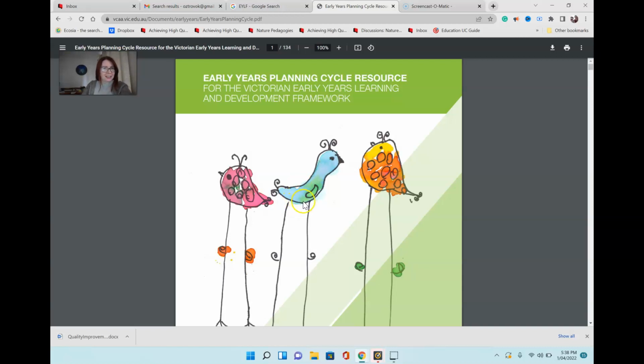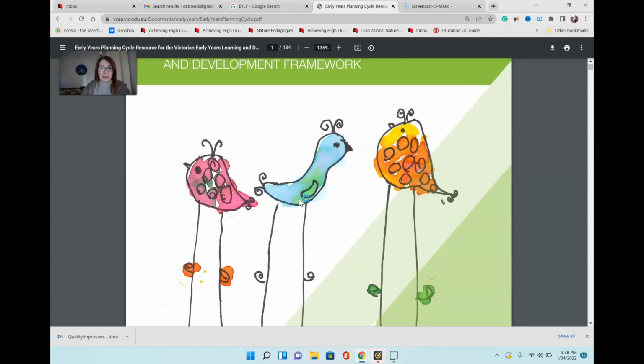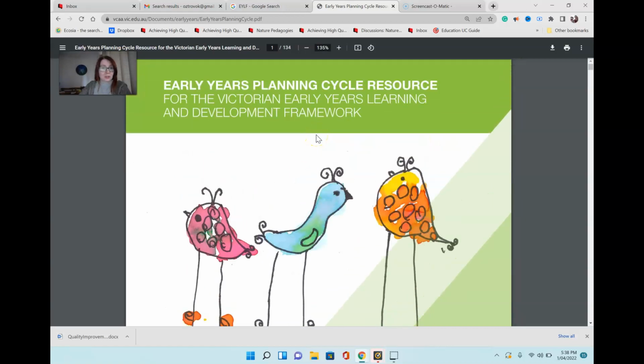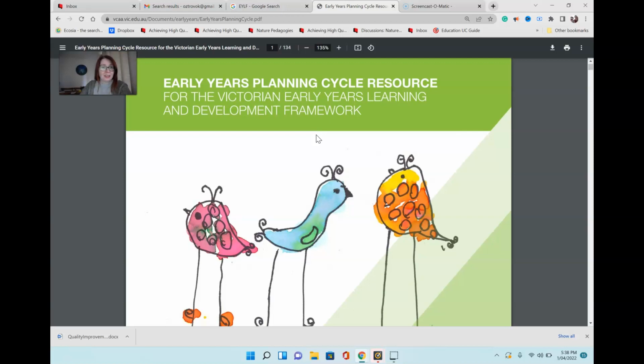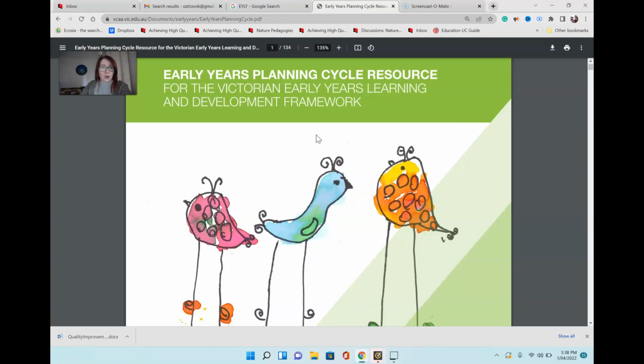Before all that, it might be a good idea to use props or examples. So this is how I learned to do observations, by using the EYLF, or Early Years Learning Framework. But last year, this resource was published by the Department of Education in Victoria. And even if you are not in Victoria, you might find the language very professional and very useful. The most important thing about this resource is that it shows how to do this cycle of planning.